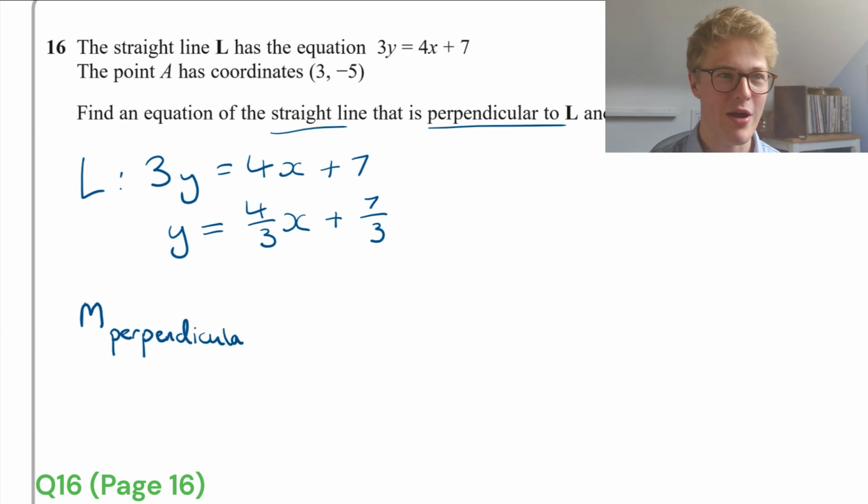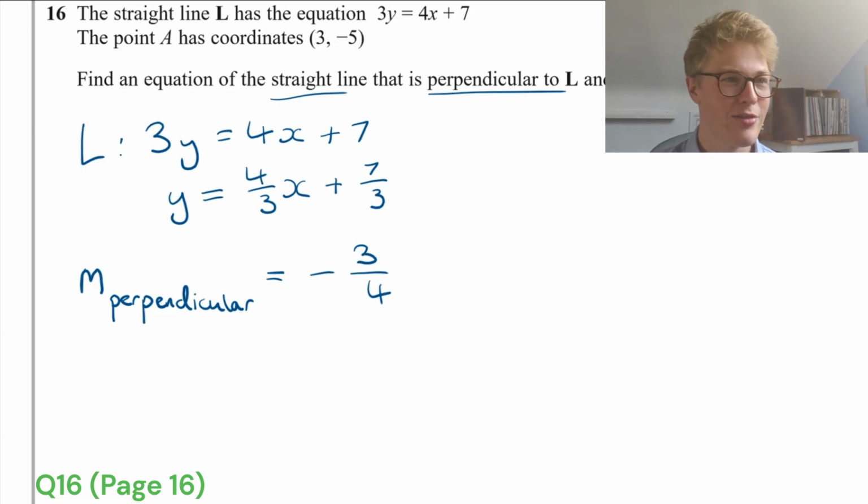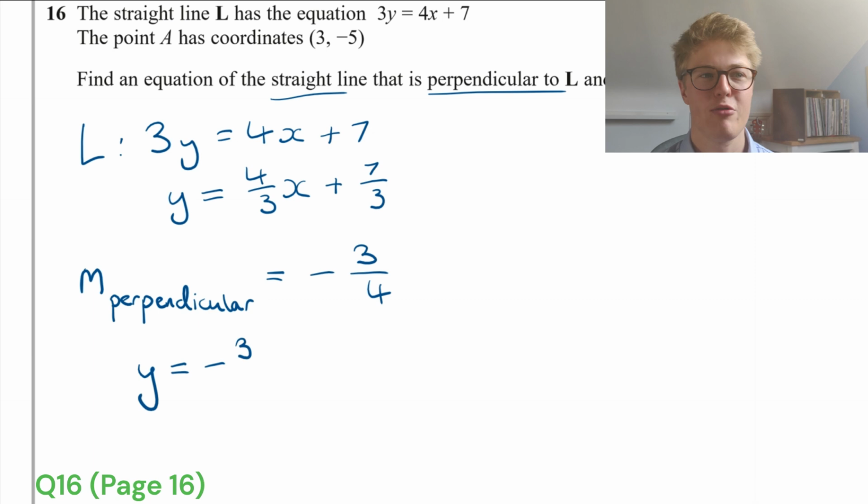The perpendicular gradient is going to be the negative reciprocal of 4/3, which means it's minus 3/4. So for our perpendicular line, the gradient is going to be minus 3/4. So we have y equals minus 3/4 x plus c.